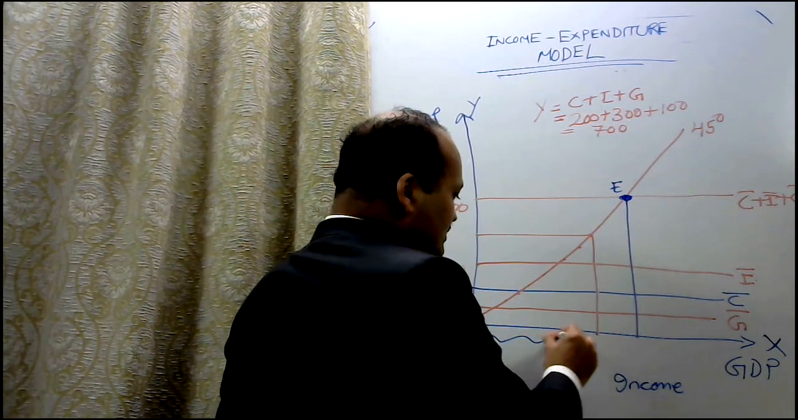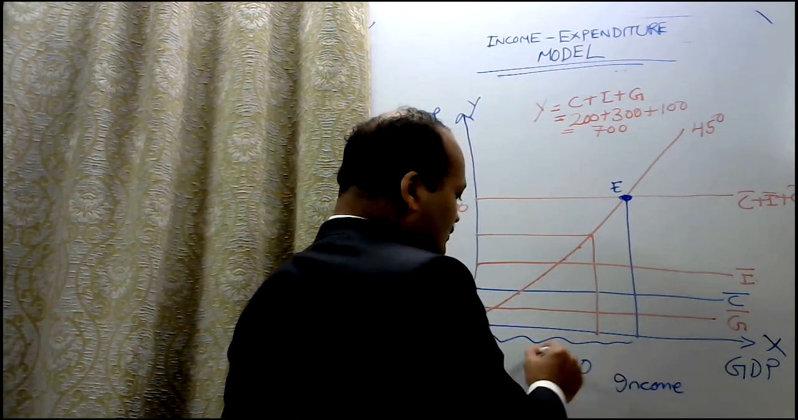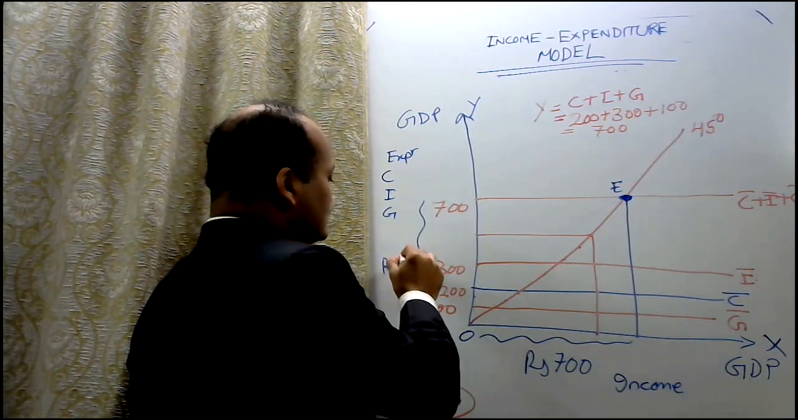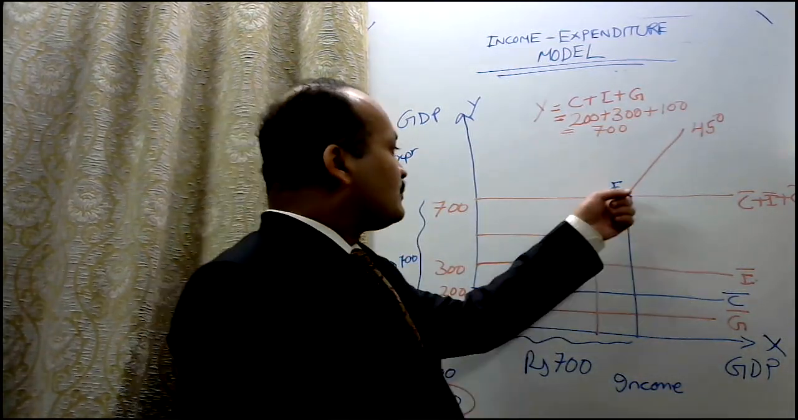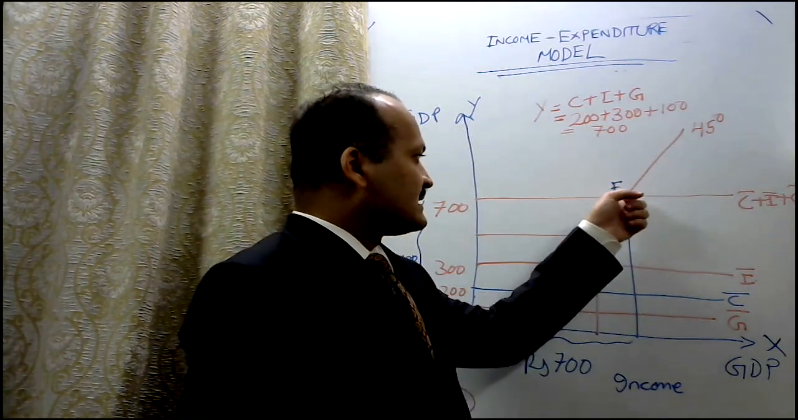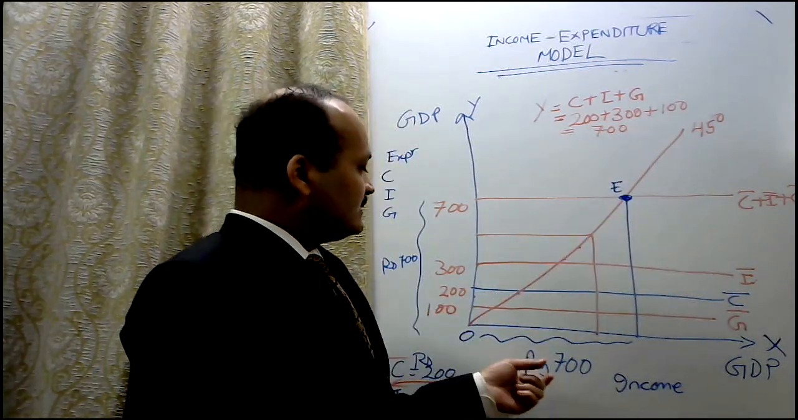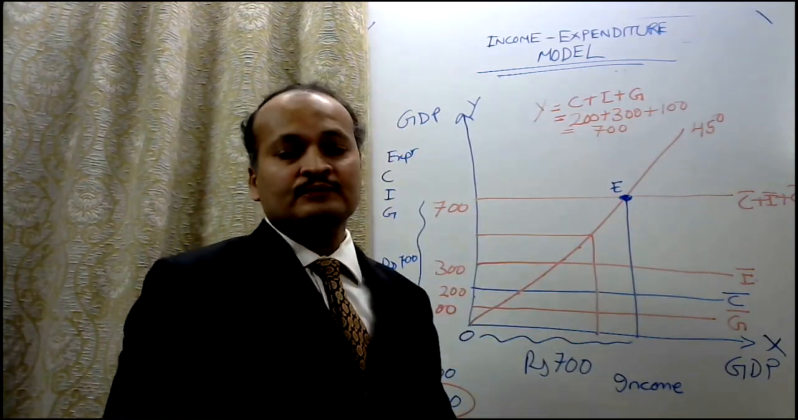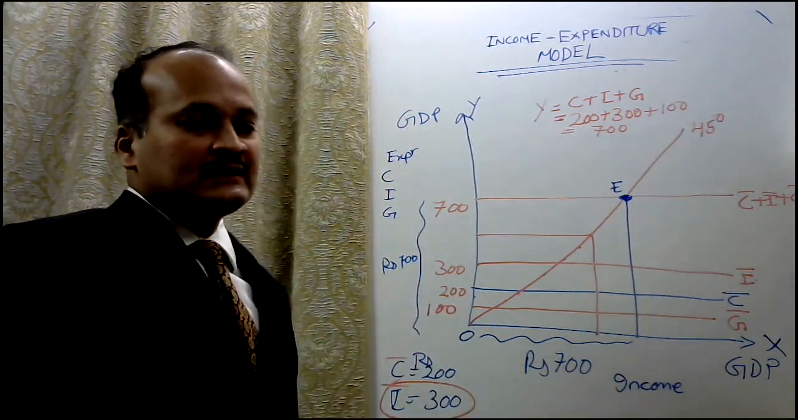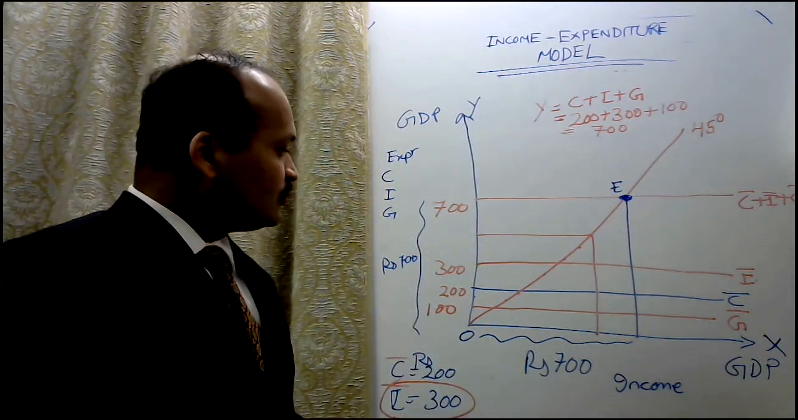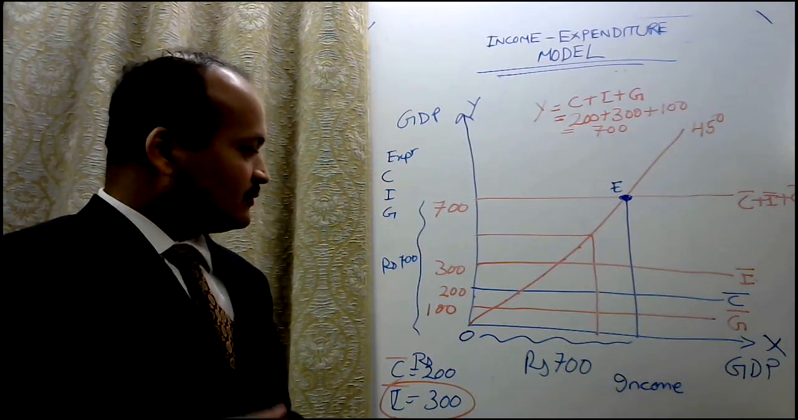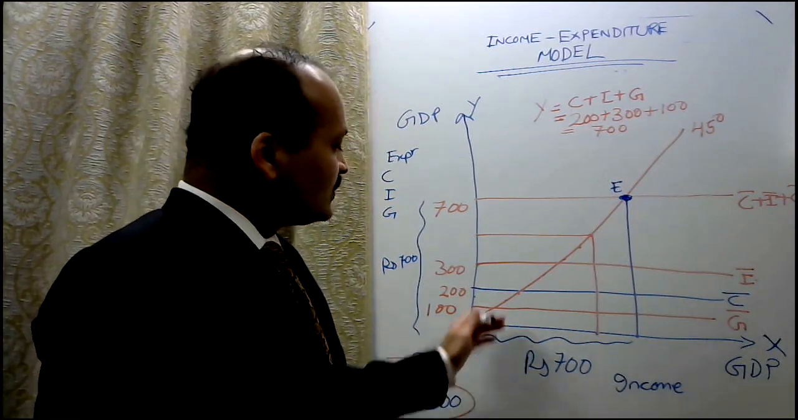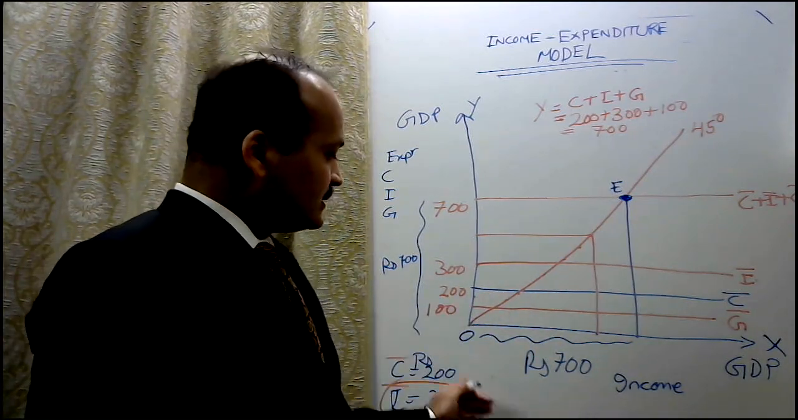this distance is 700 crores or rupees 700, and this distance is also rupees 700. So at point E, if the economy operates at E, the total income generated in the economy is equal to total expenditure. And why do we call it an equilibrium income? Because if there is no change taking place in the economy from outside, this level of income will be produced year after year, period after period.